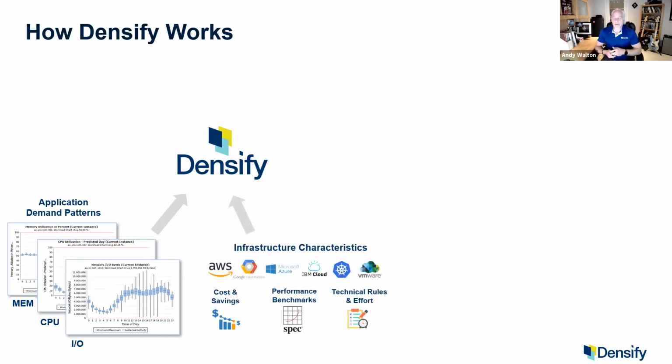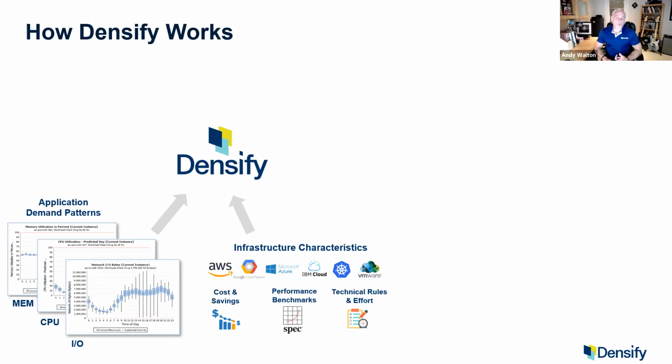We augment that with the infrastructure characteristics. As an example of performance benchmarks, we use third-party benchmarks. That allows us to essentially provide an apples-to-apples comparison as we look at workloads running on one platform, say on-prem, versus what's running up in the cloud. Take that information and then be able to normalize that across different platforms.